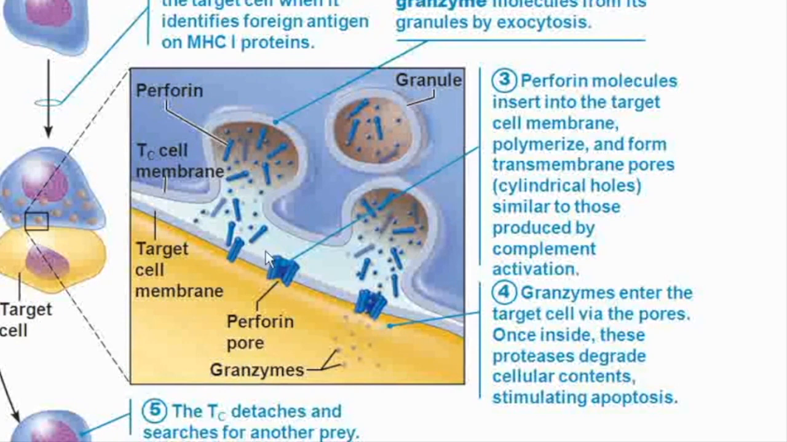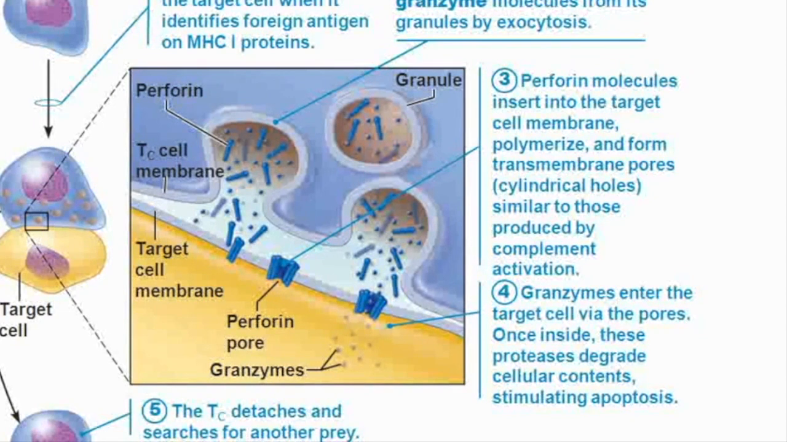I inject my perforins into your membrane and create a hole or a pore or a channel. Through that pore or channel, I pump in little chemicals called granzymes. They break down the inside of the cell and cause the cell to die. What kind of cell is this that's going to die? It's one of my cells. It's my body cell. But it's one of my infected cells.